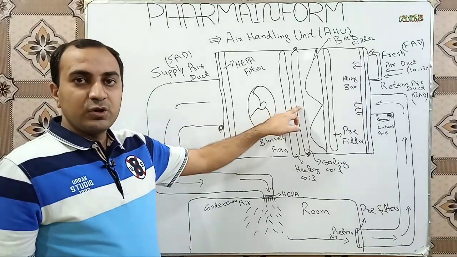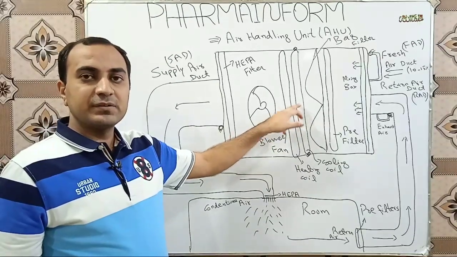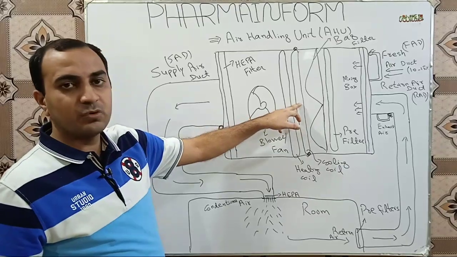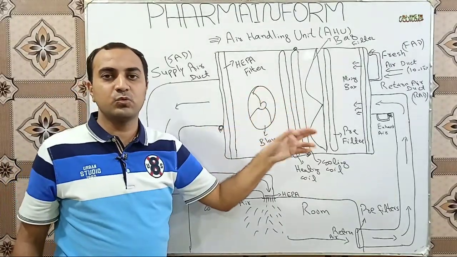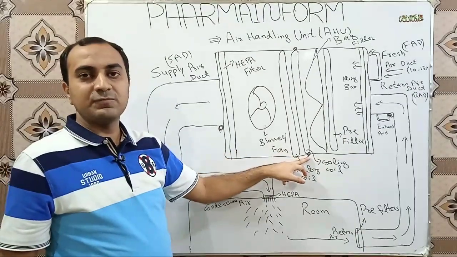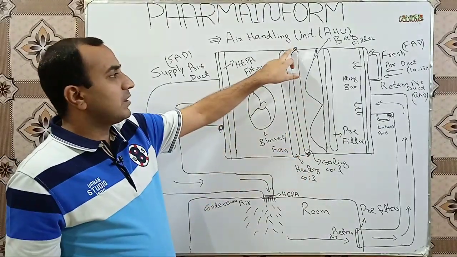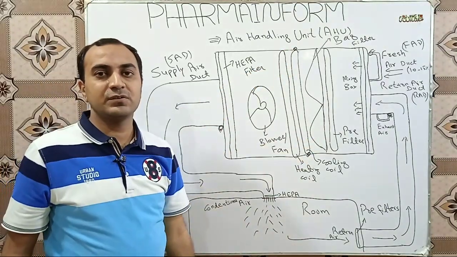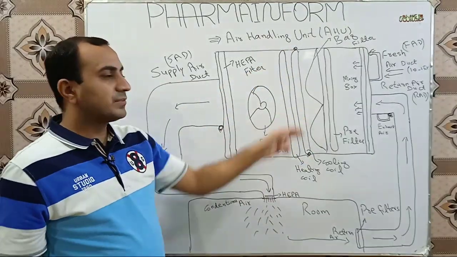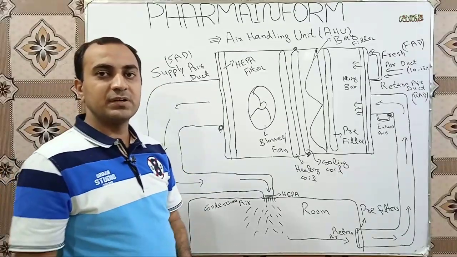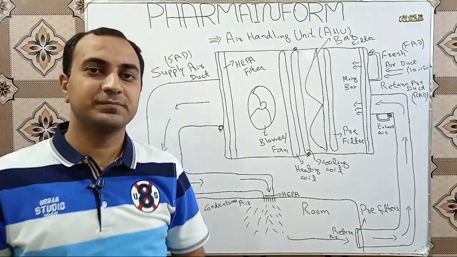Here is a cooling coil. We will discuss the cooling coil in detail, but for a basic overview, you know the cooling coil is used to cool the air. From one side we supply chilled water, and from the other side the chilled water, after heat exchange, goes out. We have discussed this in our previous video. If you have not watched it, the link is given in the description.